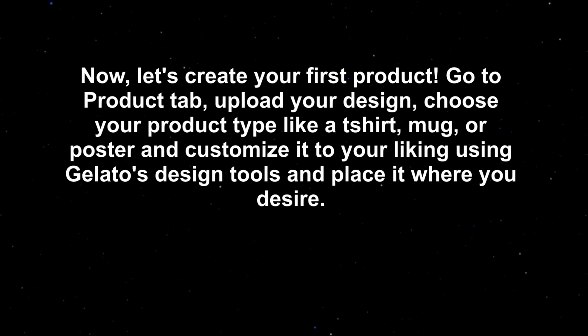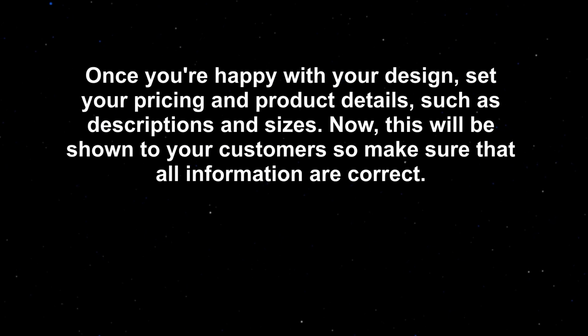Go to the Product tab, upload your design, choose your product type like a shirt, mug, or poster and customize it to your liking using Gelato's design tools and place it where you desire. Once you're happy with your design, set your pricing and product details, such as descriptions and sizes.